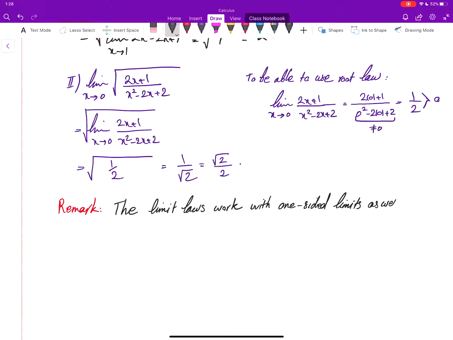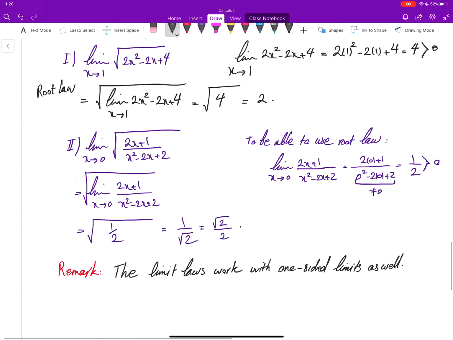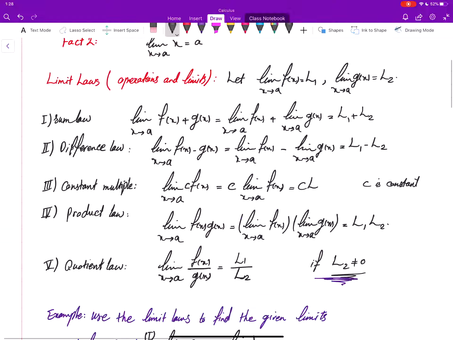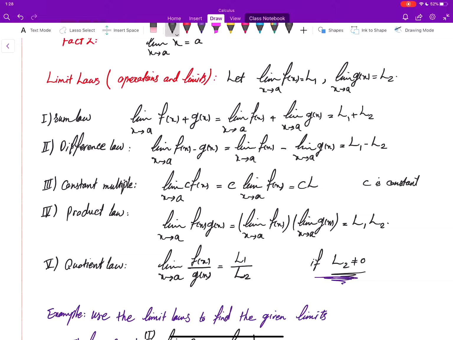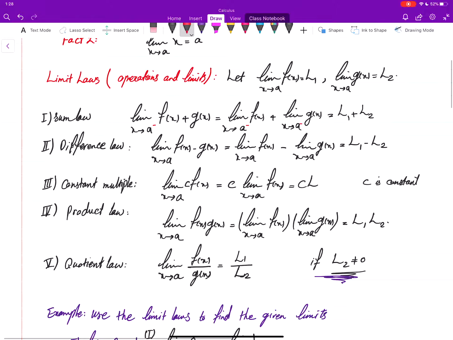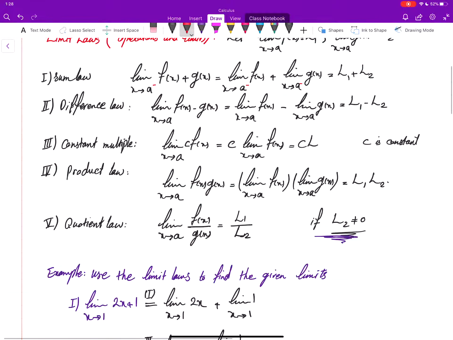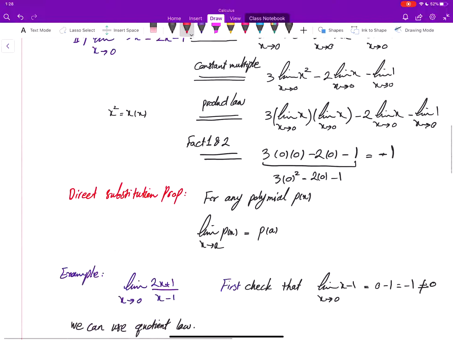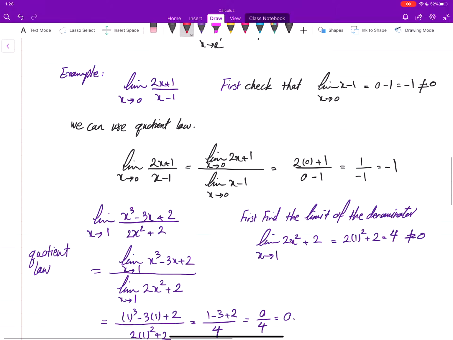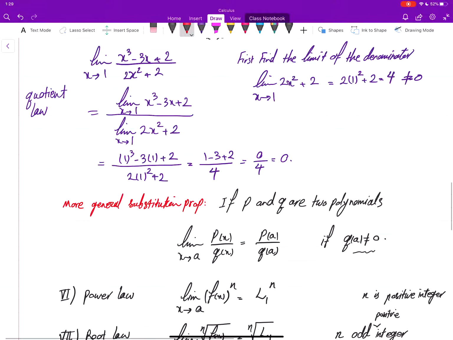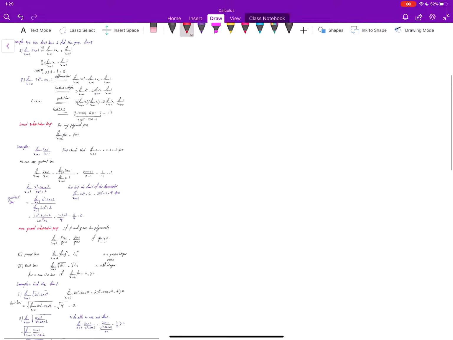So it means that, let me just go back to the list of laws, if you have one-sided limits like x goes to a minus, this will go through. Or if you have x goes to a plus, again it will go through. So if you have one-sided limits, you can again use all of these limit laws: sum, difference, constant, product, quotient, and so on. These laws are basically our main tools in our toolbox for computing limits, and they will help us to compute limits of more general functions.